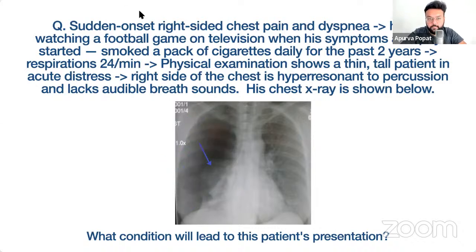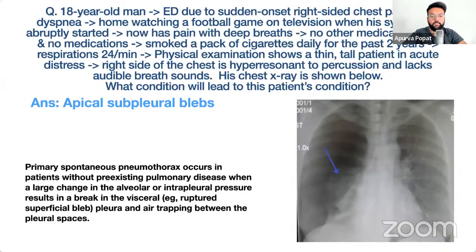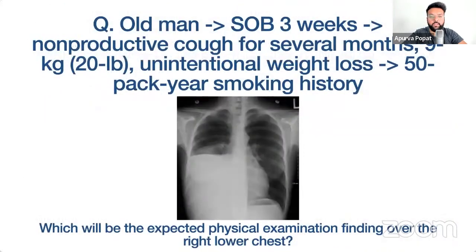Smoking can't be a risk factor? Smoking may be a risk factor. And this patient is already thin and tall, and smoking would have aggravated that connective tissue defect, and they might have developed subpleural blebs that ruptured, and they got primary spontaneous pneumothorax. All right, so subpleural blebs might predispose to this.